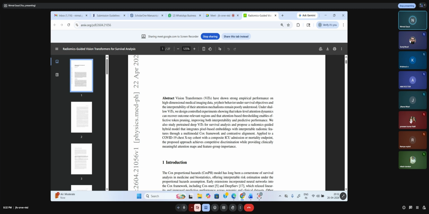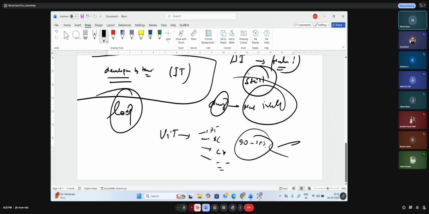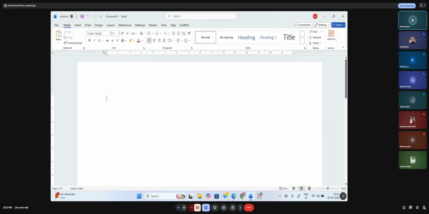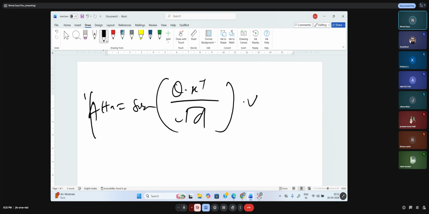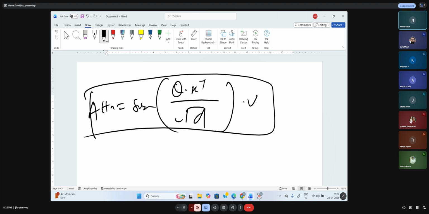The authors told that the behavior under survival objective is not clear, and the interpretability of the attention mechanism is also not understood. Okay, attention mechanism in transformer, we are aware that it is softmax of Q K transpose divided by square root of d_k, times V. So we know about the attention formula. But the author told that, first of all, with a transformer you are not able to tell the survival rate. Nothing was talked about survival.